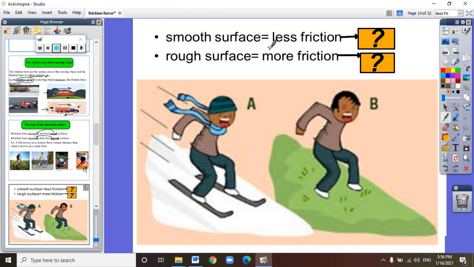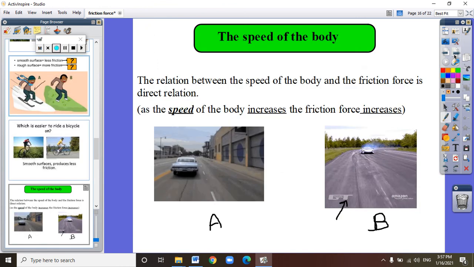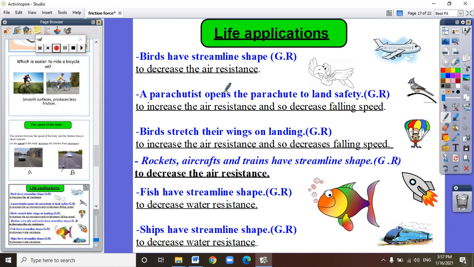So the friction force is less on A or B? Very good. On A. Why? Because it's a smooth surface and the friction force decreases on the smooth surface. And in B, there is more friction force. Why? Because the friction force increases on rough surfaces. Okay? At least, let's take the live applications on this lesson. We have here some questions. Give reason and we will understand it together.